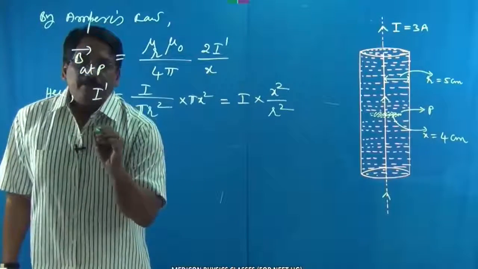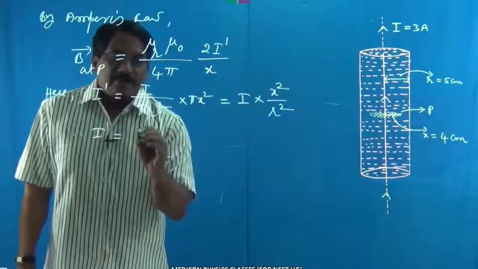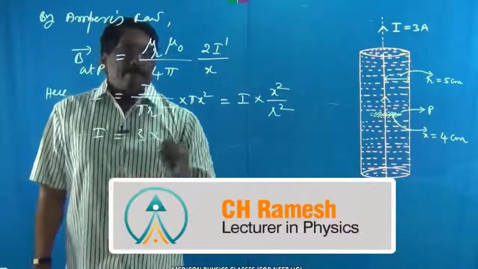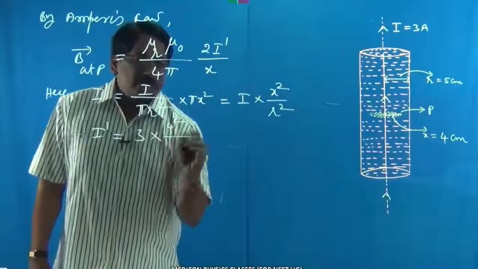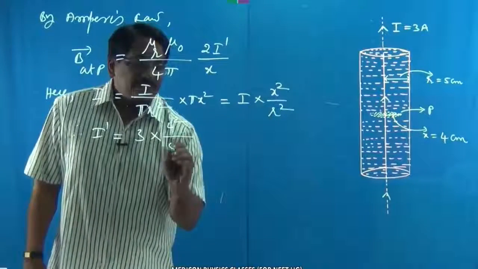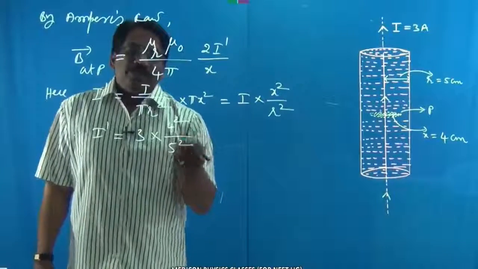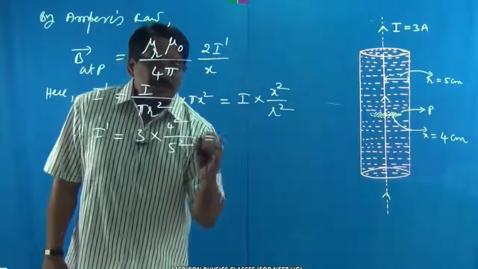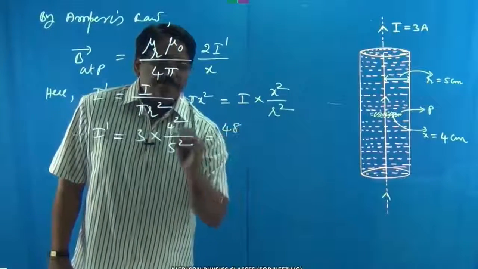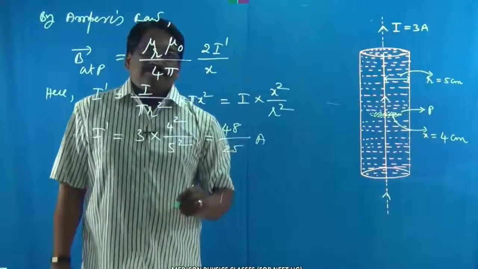Therefore, I prime in the given context: I is given as 3 amperes, into x is 4 centimeters, so 4 square, divided by r is 5 centimeters, 5 square. Both are in centimeters and we are taking a ratio, so we need not convert into meters, it is not required. So this is equal to 48 divided by 25 amperes.